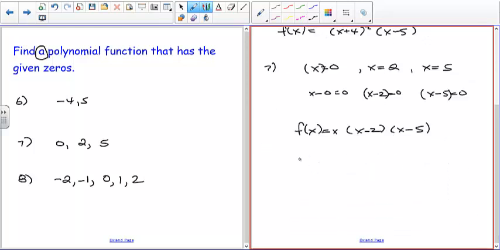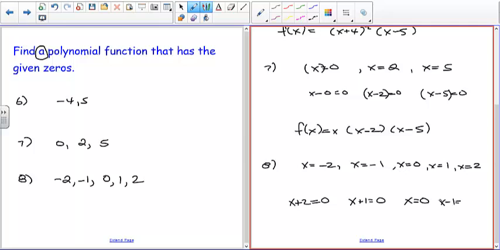Okay, in the third one we have 5 zeros. We have x equals negative 2, x equals negative 1, x equals 0, x equals 1, x equals 2. So to make these the factors, you're going to add 2 to both sides of this one to get 0 on the right hand side. You're going to add 1 to both sides. Here we don't have to do anything. Here we subtract 1 from both sides, and the final one is we subtract 2 from both sides.